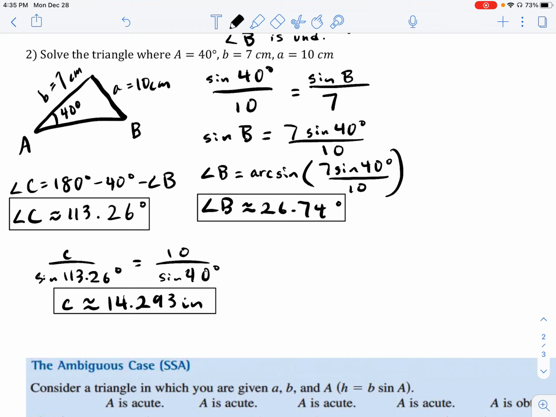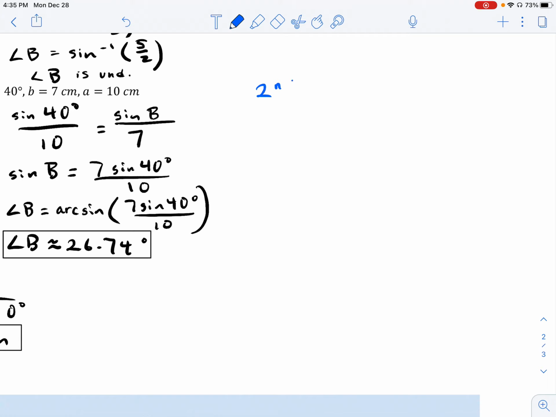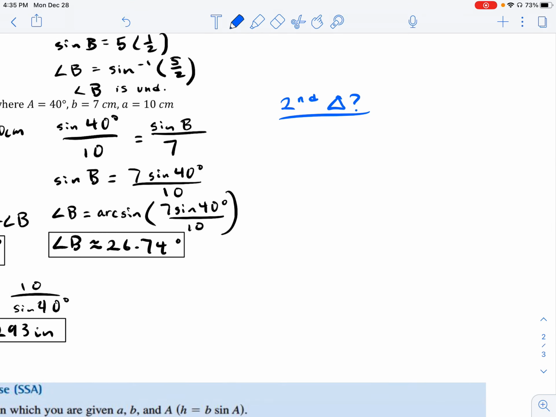Because this is an ambiguous case, we want to consider the possibility that a second triangle exists. And I want to do this in a different color here. So I'm going to label this as such. Second triangle, as a question: does the second triangle exist? Well, how would we know if the second triangle exists? So listen carefully. If a second triangle exists, the way that would occur is if the supplement of the first angle we found leads to a valid triangle.